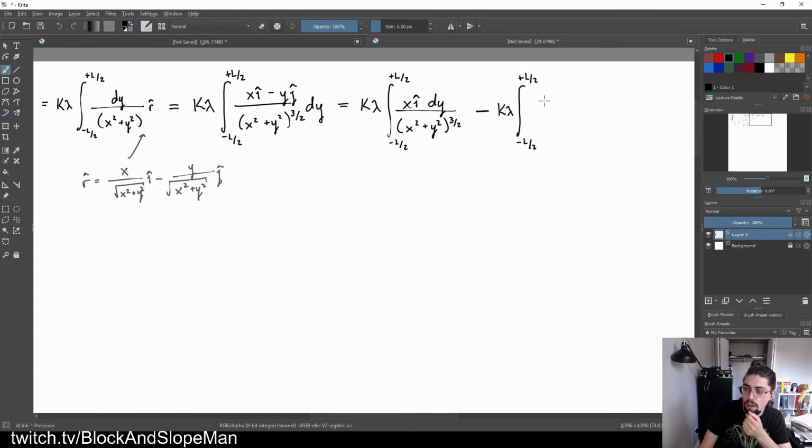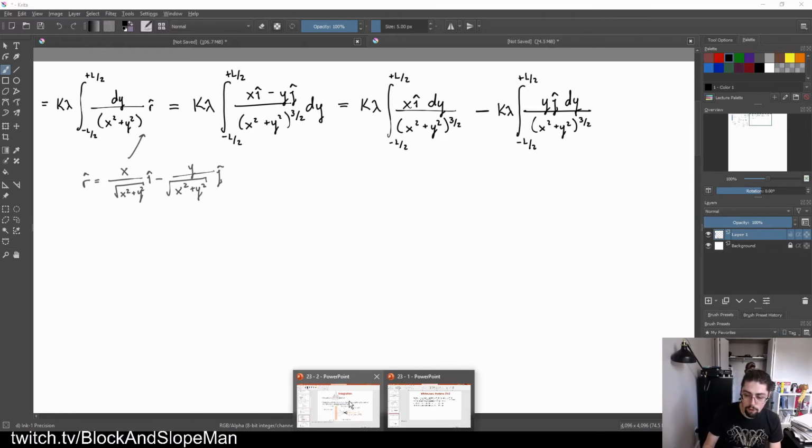Right, this is going to become y times j hat times dy over this thing right here. Okay, now, I could integrate both of these pieces. However, I don't want to do more work than I need to, right? It's a good motto to have when you're doing physics.